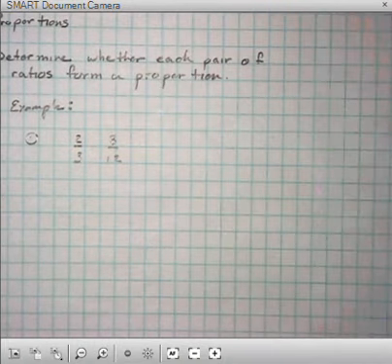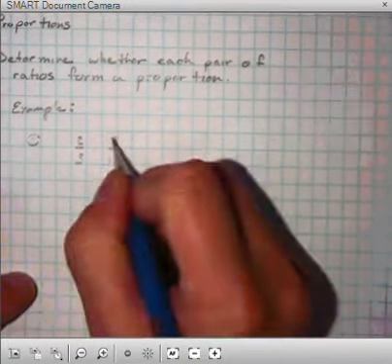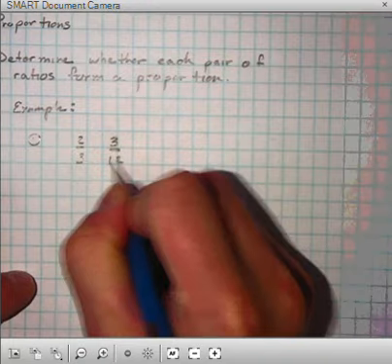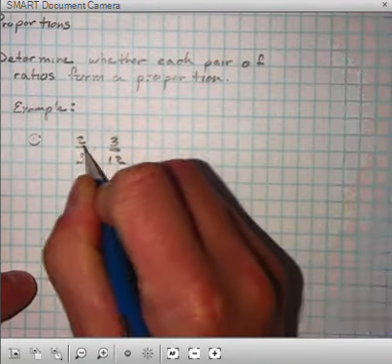For some reason my pencil's not showing up.